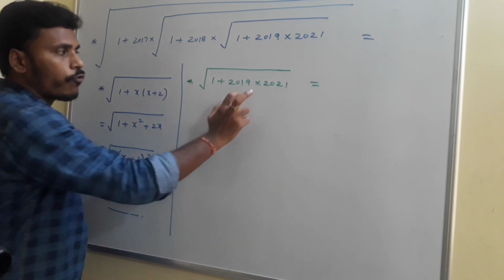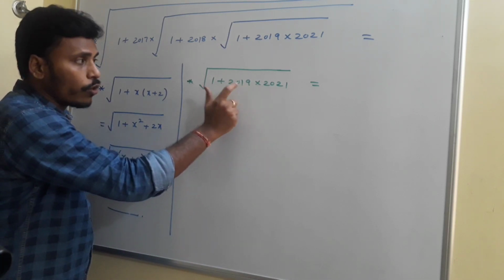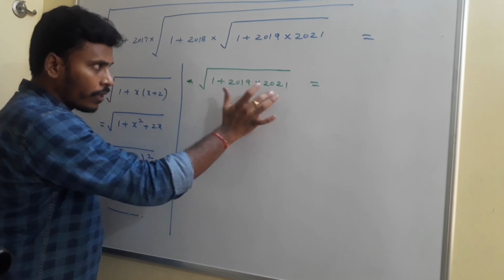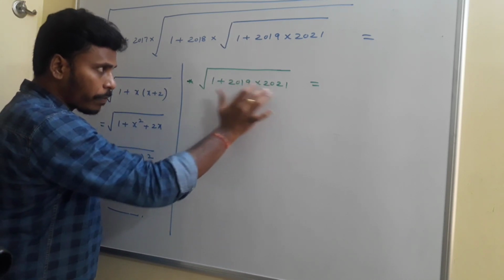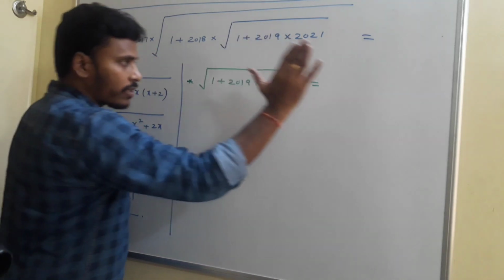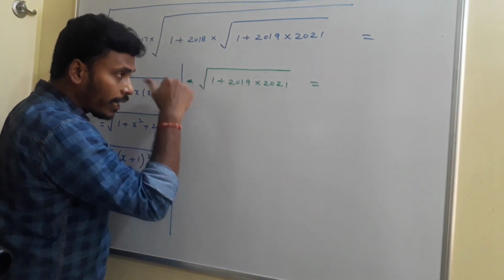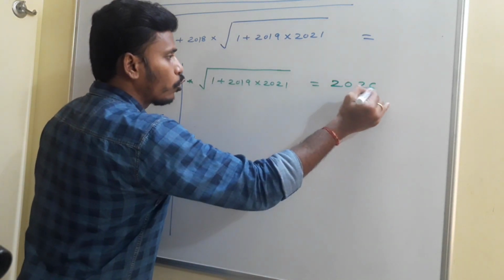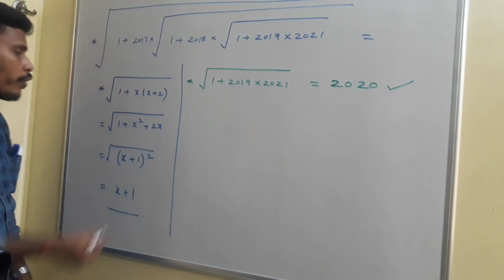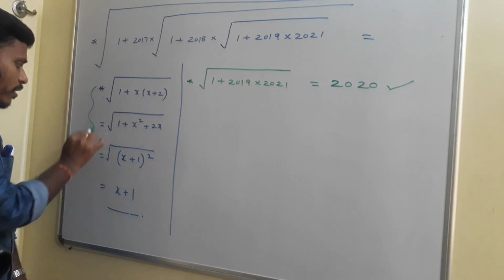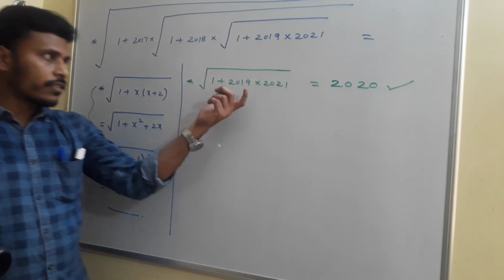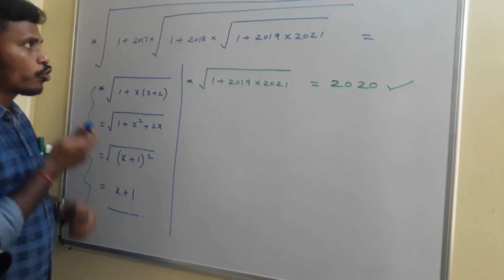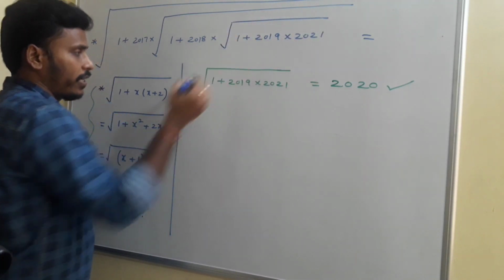That x plus 1 is your answer for this. Now for this problem also, you just look at 2019 and 2021. If you take this as x and it is x plus 2, then your answer is x plus 1, that means 2019 plus 1. So my conclusion is that the answer for this is 2020. If you utilize this concept as a formula, your answer for this question is 2020. Now you need to replace 2020 at this place.